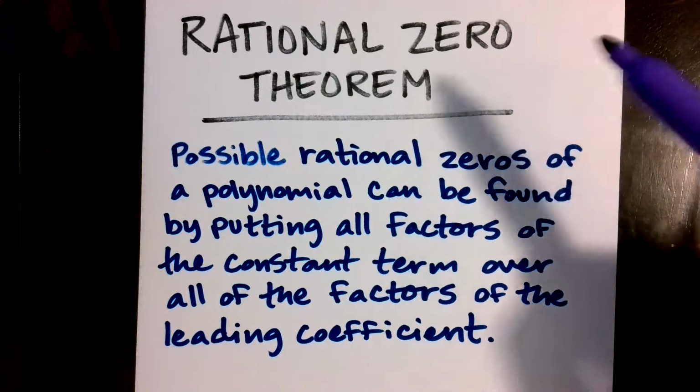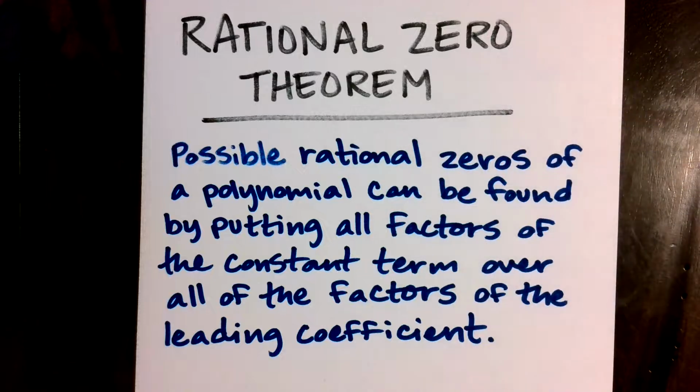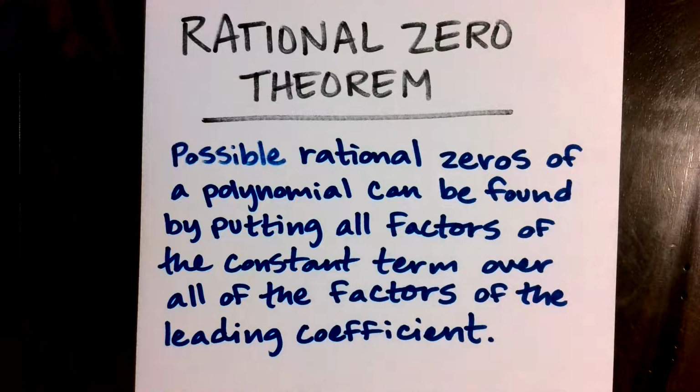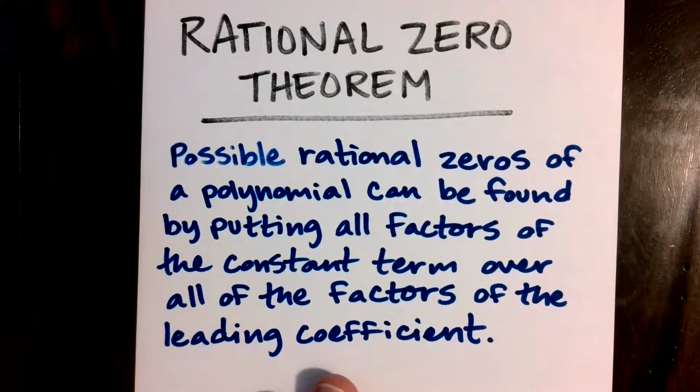Our rational zero theorem tells us that if we're looking for possibilities, we can narrow it down using this. So our possible rational zeros of a polynomial can be found by putting all of the factors of the constant term, so usually that very last term, over all of the factors of the leading coefficient, which we know that leading term isn't always the first term, but the one that's the highest degree. So basically we're taking the lowest degree number and the highest degree and looking at those factors. Okay, so this is narrowing down our possibilities. These are the only rational zeros that could work.